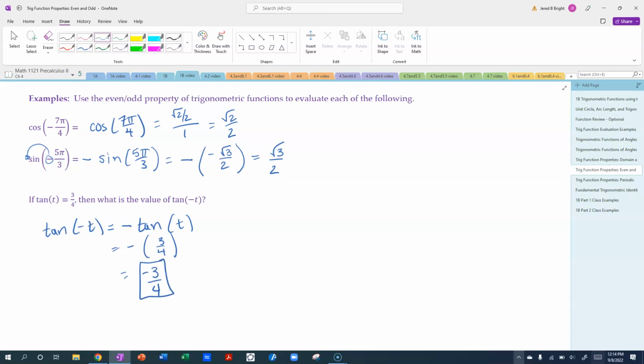Okay, so the upshot of using even or oddness is it can really speed calculations up and can either delete a negative or move the negative in front, depending on whether it's even or odd.